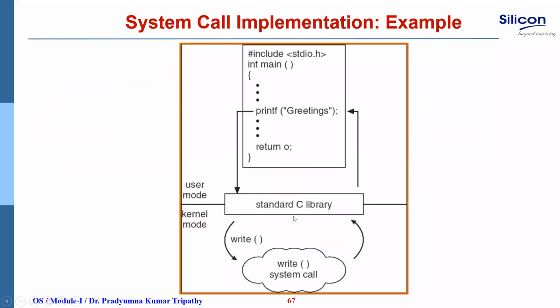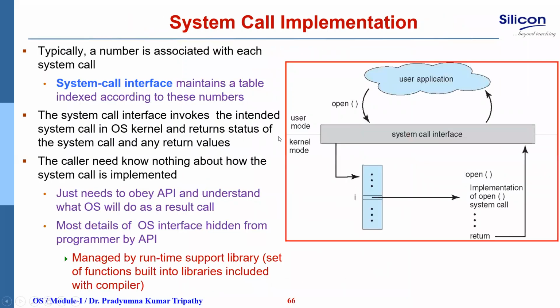Now you have a standard C library or API over here, which in turn makes a system call. So writing in this library is quite easy as compared to writing directly in the low level language of a system call. Is it understood or any doubt for these two figures?